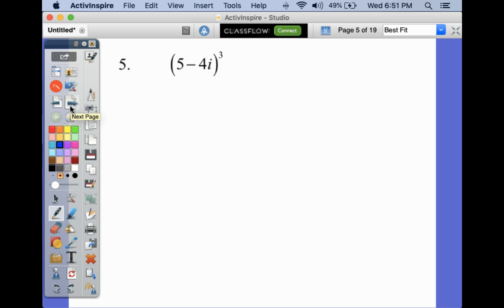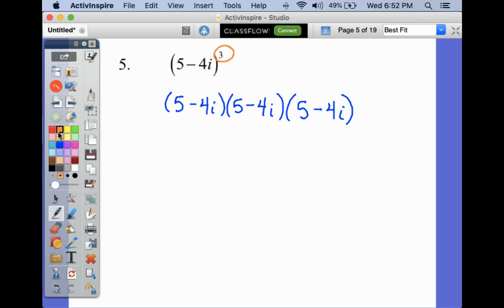Okay, next problem, 5 minus 4i cubed. So a lot of people miss this the first time on the test because of the third power and knowing what to do with the third power. I would start by expanding where the third power is. So I'm going to rewrite this as 5 minus 4i times 5 minus 4i times 5 minus 4i.